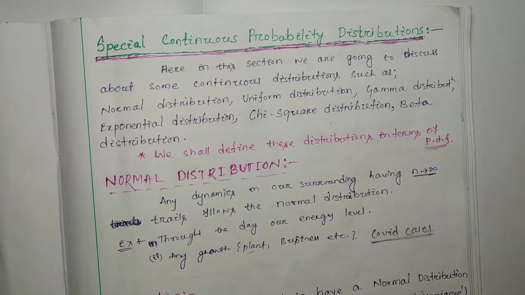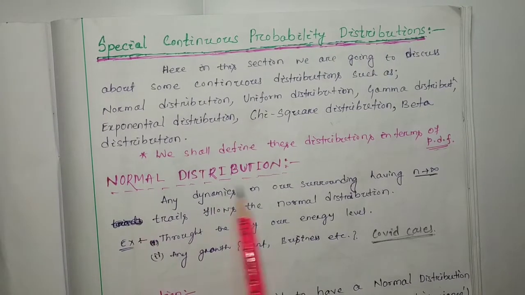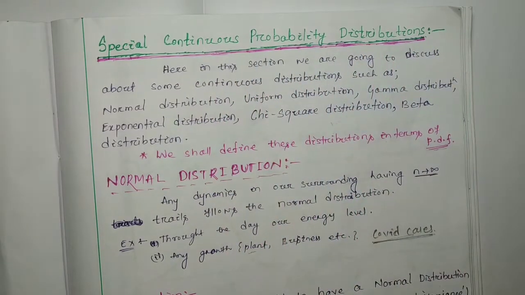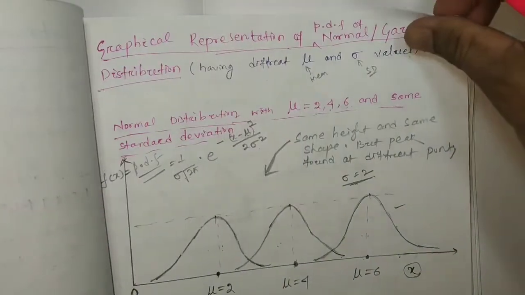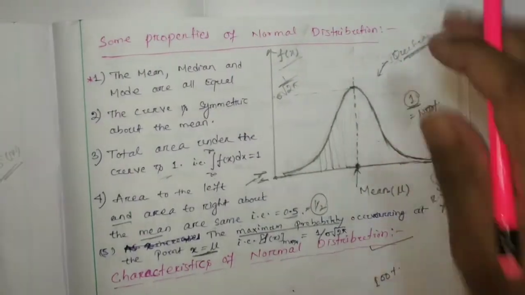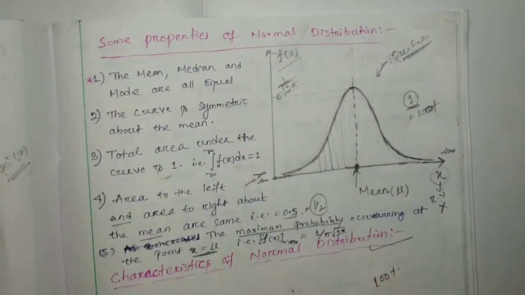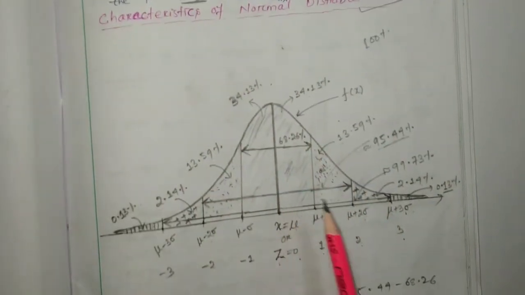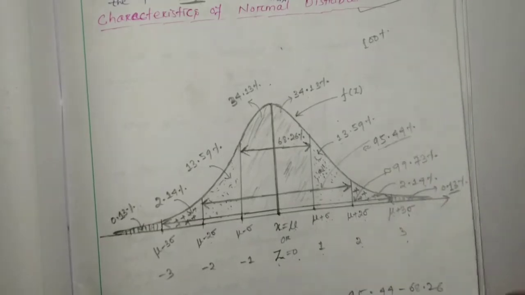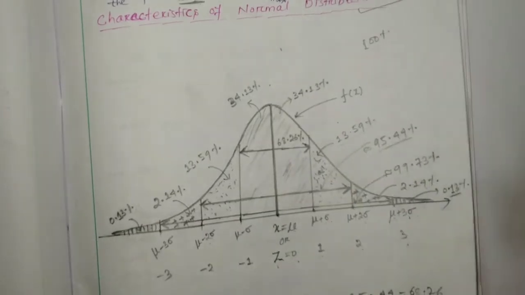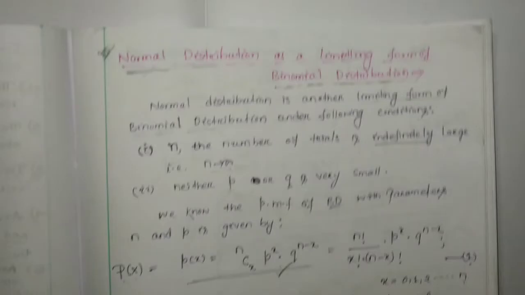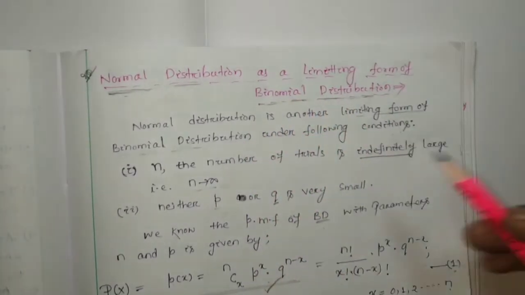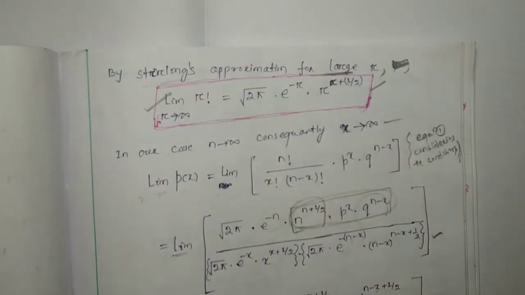In our last few classes, we have been discussing normal distribution, which belongs to the continuous probability distributions. We discussed in detail some properties and characteristics of normal distribution, and this graph, which is very important for your numericals that we are going to discuss in our next classes. We also discussed in detail how binomial distribution is a limiting form of normal distribution.